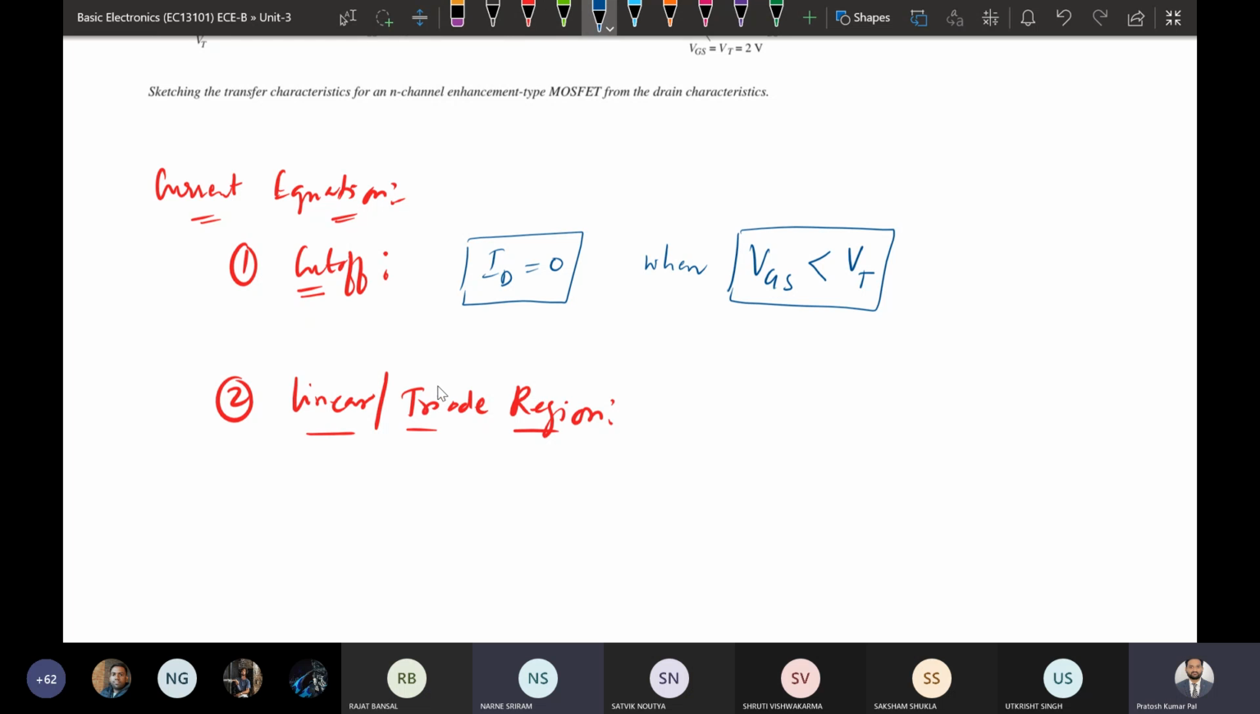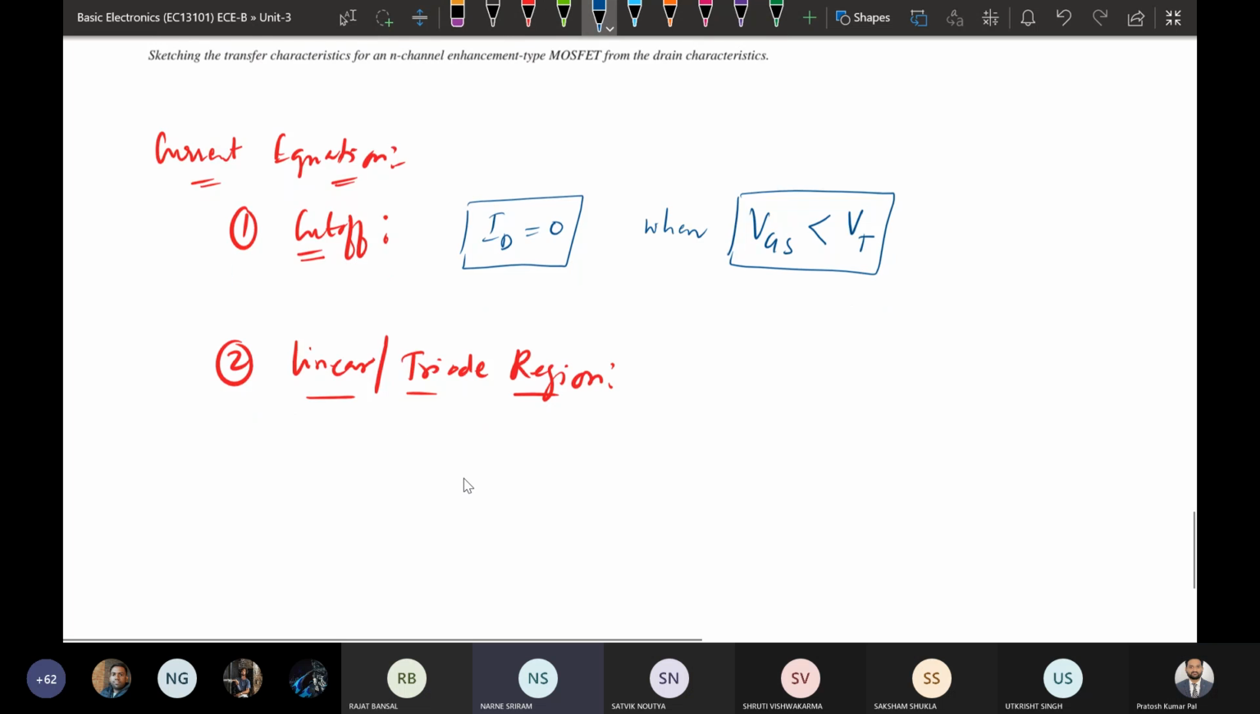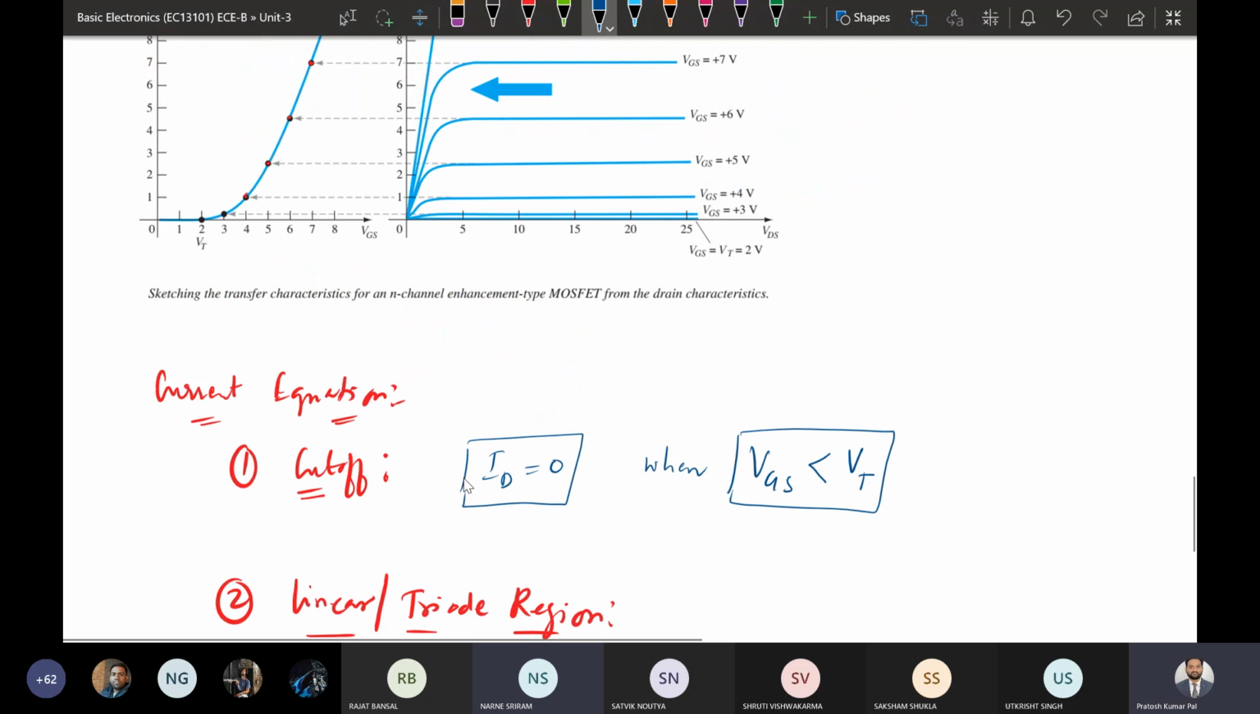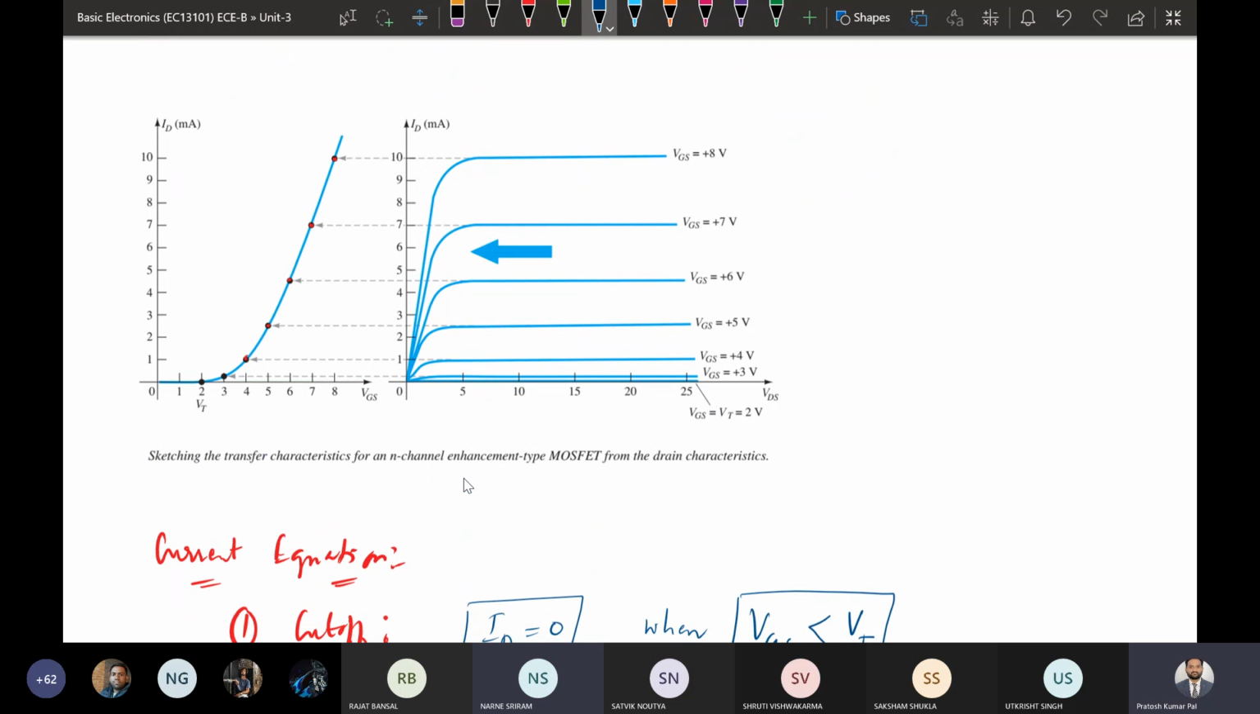So the condition for triode region is we need to apply VGS greater than VT, that is the threshold voltage. That means the channel has been formed, and as the channel has been formed, this is the linear region. So we need to have the channel formed, and this was the point.